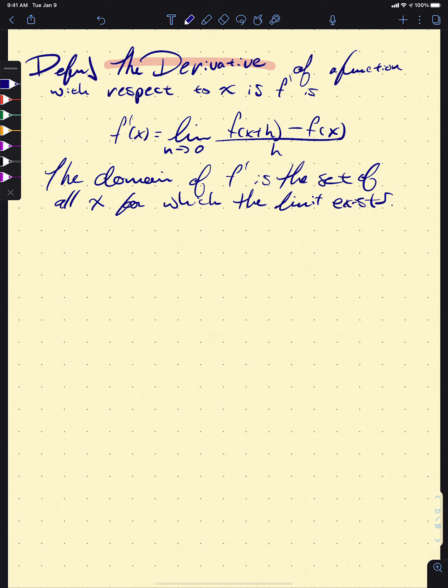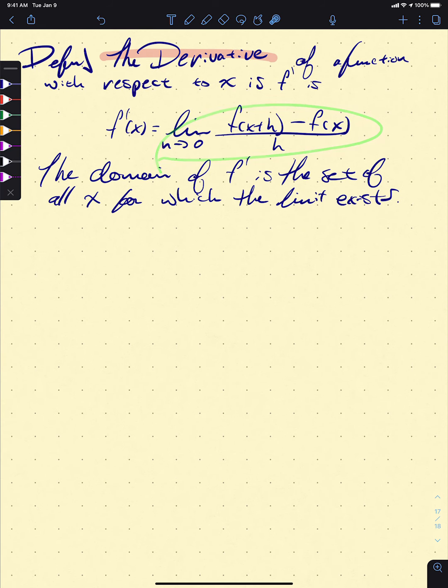And that sort of makes sense, right? Our domain, where this function is defined, is everywhere that this guy is defined, okay? And there's a few other notations that I think you should be aware of, right? Sort of other ways that people might write them.